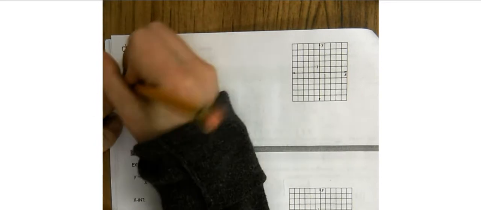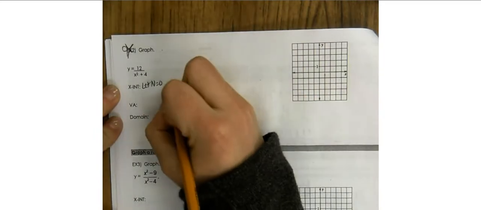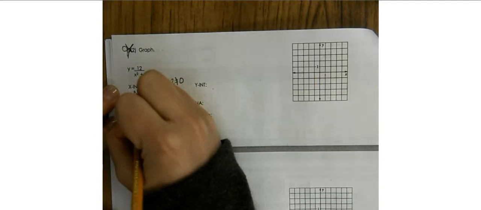All right, so the first thing we need to do for this problem is identify our x-intercept. That happens whenever you let y equal 0, or in other words, you let the numerator equal 0. So when I let the numerator equal 0, we have 12 equals 0, which is not true. So that means that there is no x-intercept.